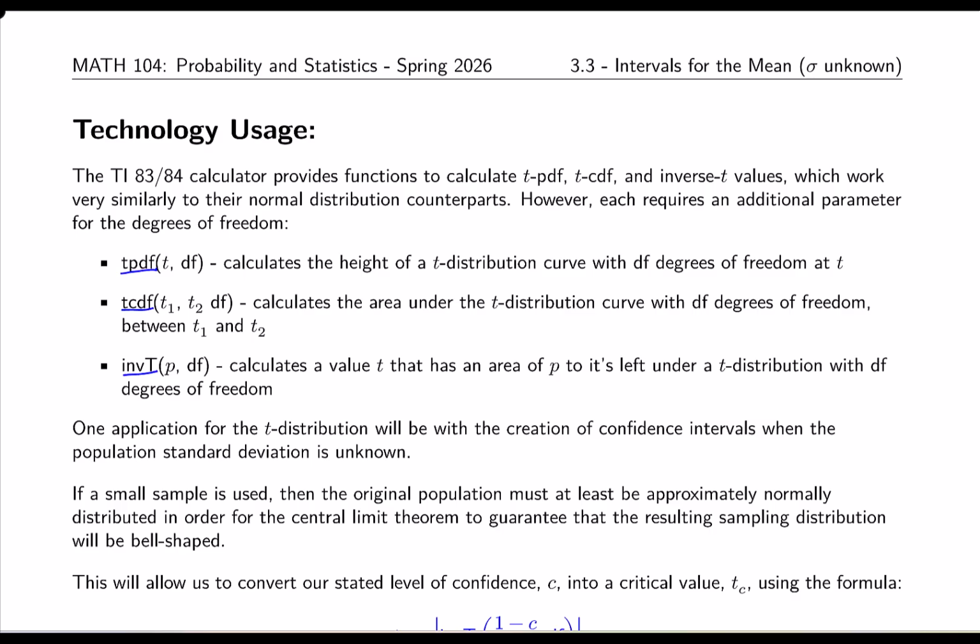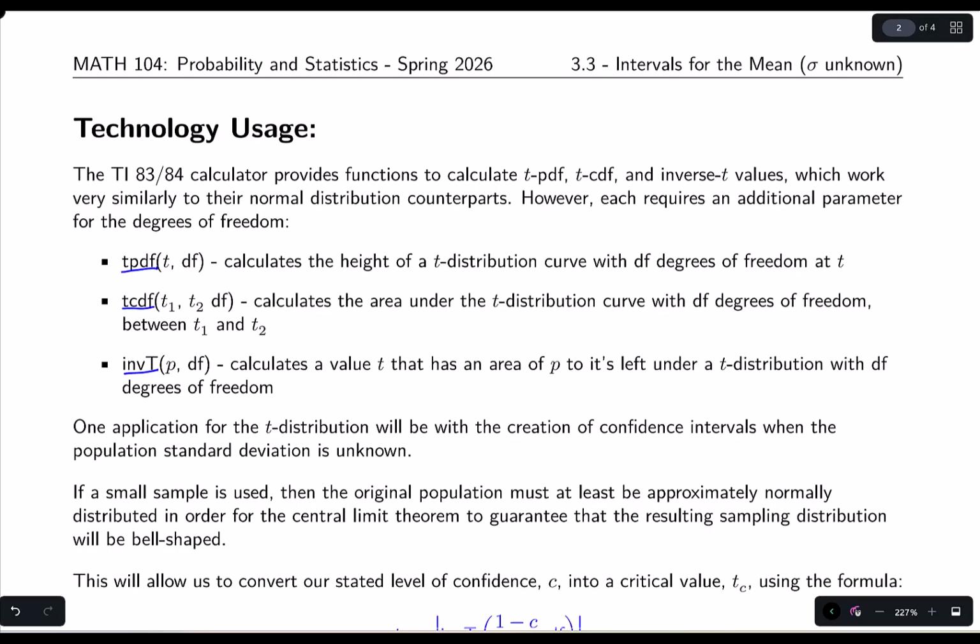tPDF, just like normal PDF, is not something we're going to use in the class. It will draw a nice looking t-distribution curve if that's what you want, and sometimes maybe you want to look at that bell-shaped curve, but generally you want the area under the curve, and that's what tCDF does. This is what is going to calculate the area under the curve, and therefore it is used for probabilities.